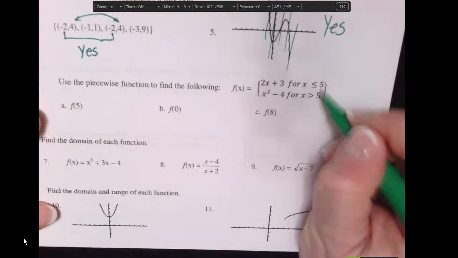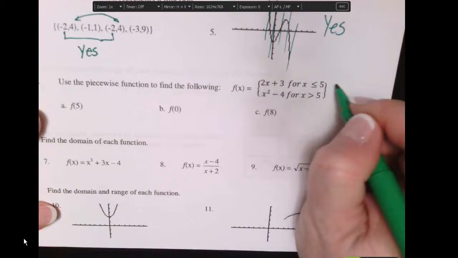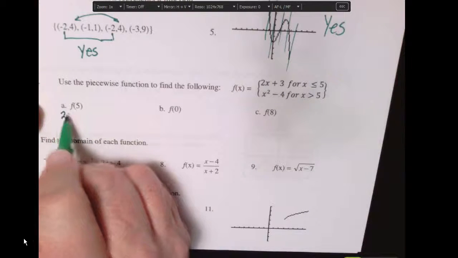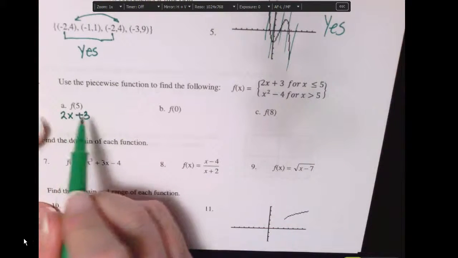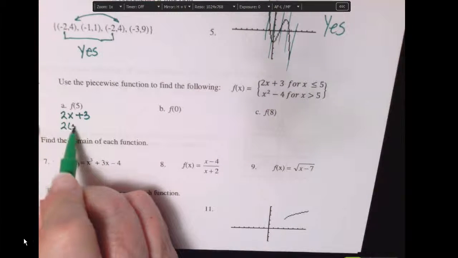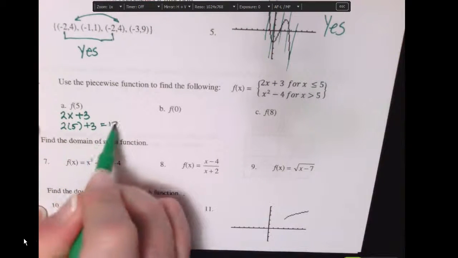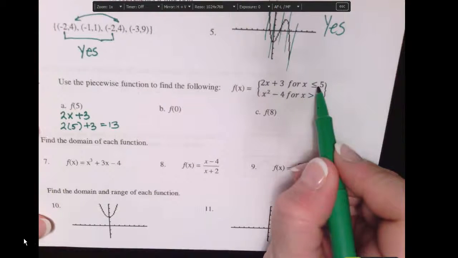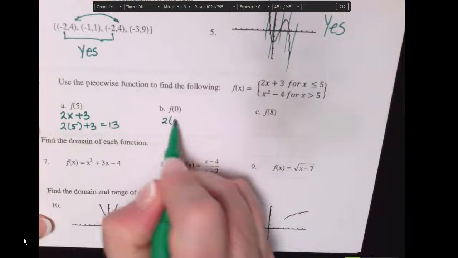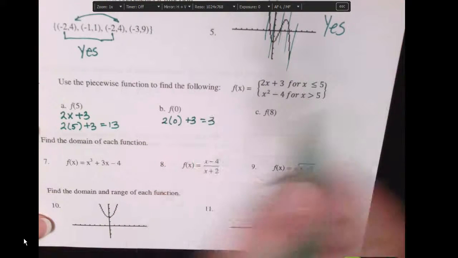I've got less than or equal to 5 or greater than 5. So I'm going to plug 5 into my first function because that's the domain where 5 is located. So 2 times 5 plus 3, I get 13. 0 is down here also in this less than or equal to 5 section. So 2 times 0 plus 3 is 3.